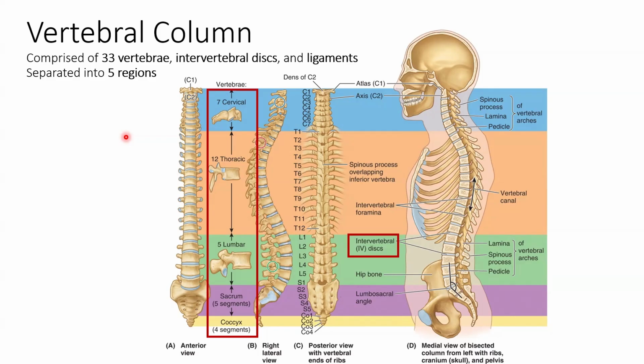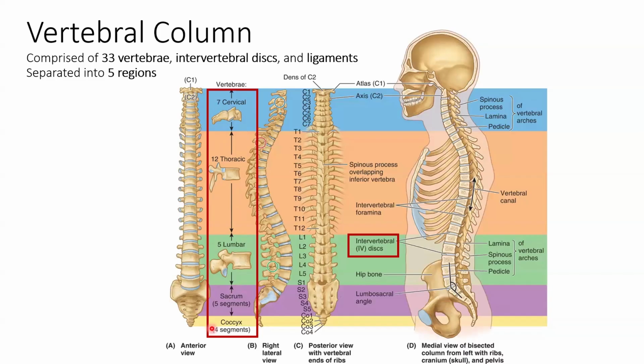The vertebral column is separated into 5 regions. The most superior region is the cervical region. Cervical is talking about the neck. So cervical region makes up your neck portion of your spine. Then thoracic portion is in the middle, associated with your bony thorax. Then the lower portion is the lumbar region. And then the very bottom is your sacrum and your coccyx.